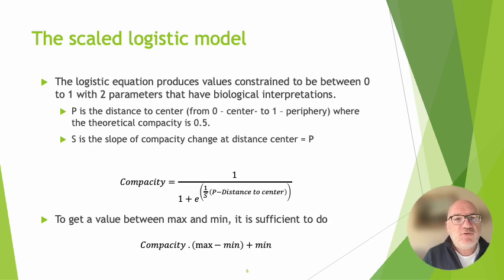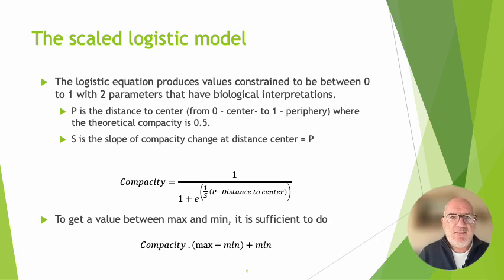The logistic equation produces values constrained to be between 0 and 1 with 2 parameters that have biological interpretation. In this equation, P is the distance to the center, from 0 the center to 1 the periphery, where the theoretical capacity is 0.5. And S is the slope of capacity change at distance center equal P. This equation produces value from 0 to 1, but we have seen that we should accommodate with a mineralized center or poorly mineralized periphery. Then we use a scaled logistic model with the equation at the bottom. So we have now 4 parameters: S, P, max, and min.